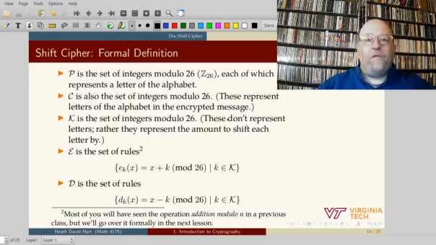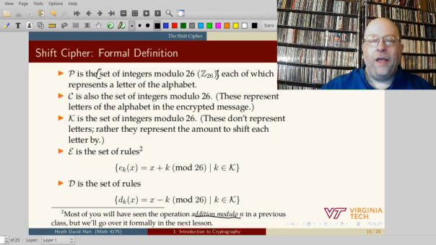So here's the formal definition of the shift cipher. Again, a formal definition has these 5 parts: P, C, K, E, and D. The individual units of the message that we're encoding are letters of the alphabet, which we're encoding as a number between 0 and 25. That's a set of integers modulo 26. If you have not seen addition modulo n in a previous class, and all of you should have, we will go over it formally in the next lesson. And then it just converts letters into other letters. So C is also the set of integers mod 26.